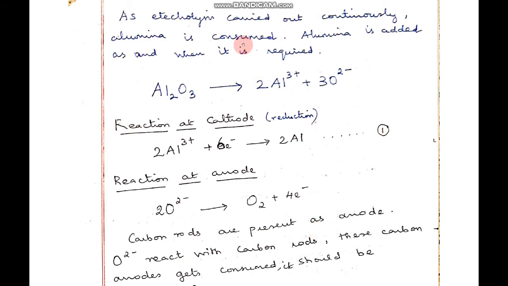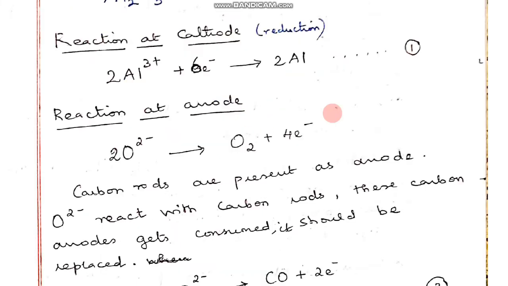And what is going to happen here? As electrolysis is carried out, alumina will be converted to aluminium ion and oxide ion. You all should know that it should be balanced both ways, the elements as well as the charges. 2 aluminium, 3 oxygen, and the charges also should be balanced, 6 plus and 6 minus. Now, these aluminium ions will move.